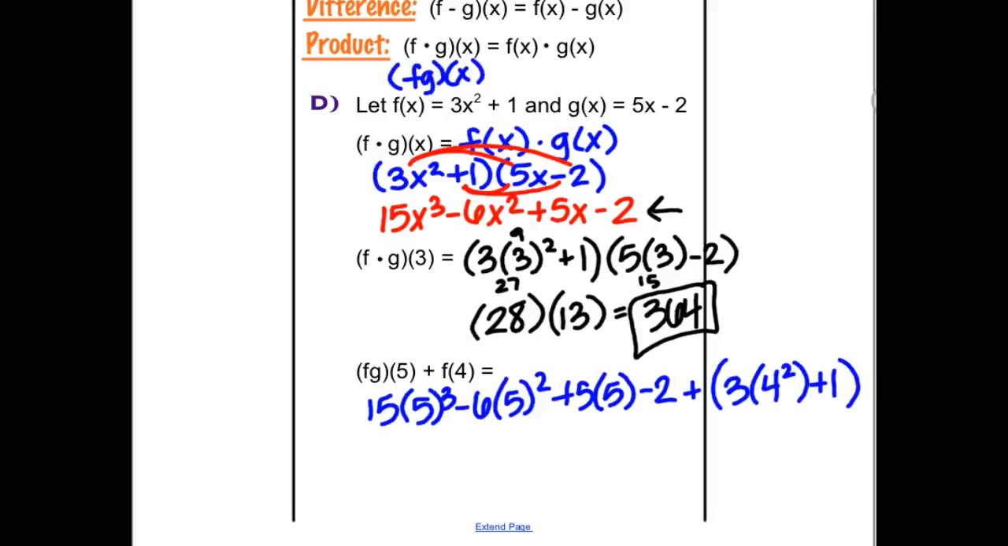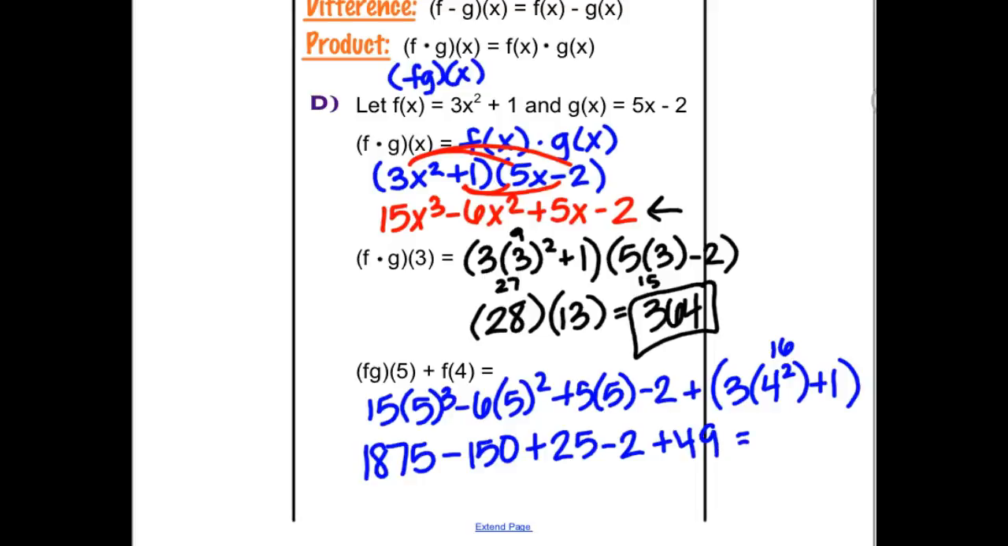So now 5 to the third is 125. 125 times 15 is 1,875. 5 squared is 25. 25 times 6 is 150. 5 times 5 is 25. We got minus 2. And then we got plus this whole total. 4 squared is 16. 16 times 3 is 48. Plus 1 is 49. Now we can condense this.